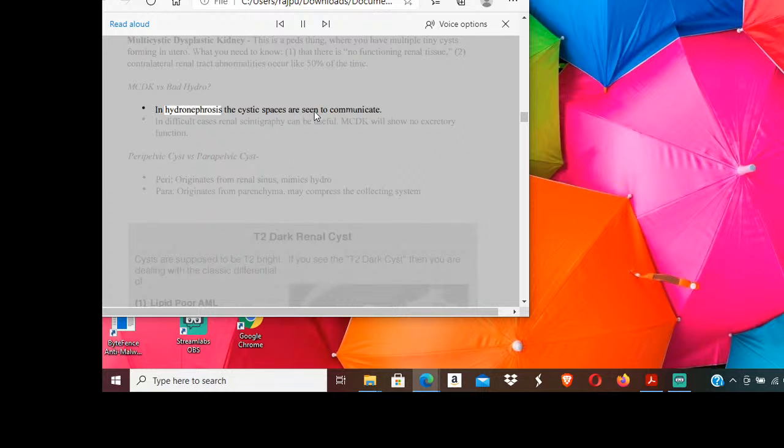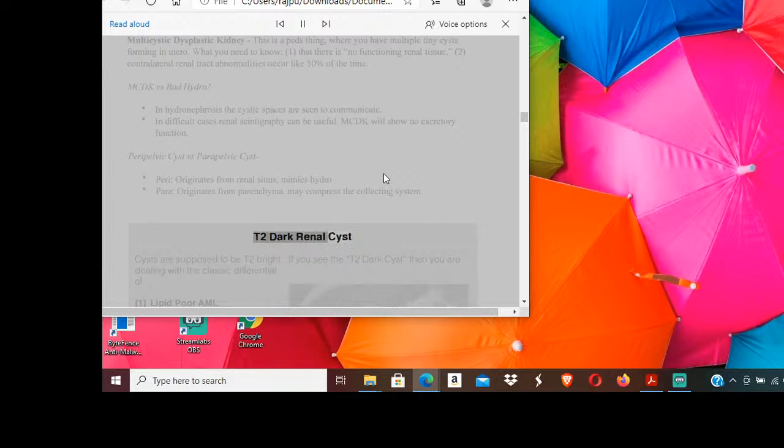In hydronephrosis, the cystic spaces are seen to communicate. In difficult cases, renal scintigraphy can be useful. MCDK will show no excretory function. Peripelvic cyst versus parapelvic cyst. Peripelvic originates from the renal sinus and mimics hydronephrosis. Parapelvic originates from the parenchyma and may compress the collecting system.